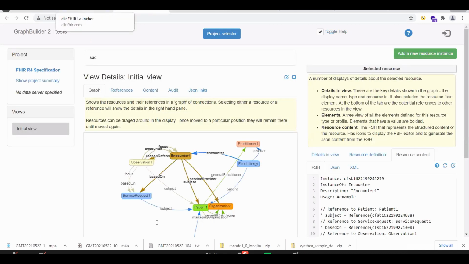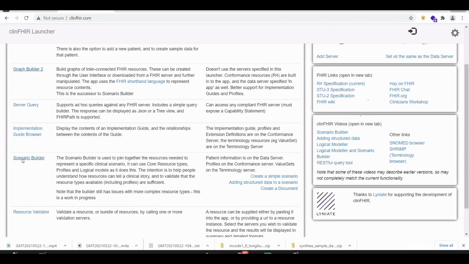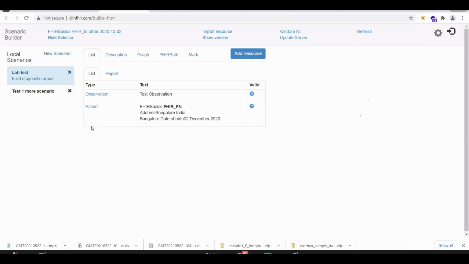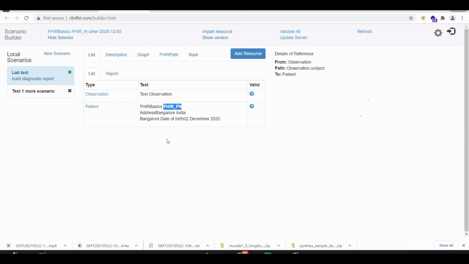And then the last one, if you want to try, is the scenario builder. What you can do here is build a scenario, just like we were talking about with the graph builder. This is a scenario builder. And remember, we created this patient last time, right? FHIR FN. I was trying to create a lab test for a diagnostic report and create a scenario. Here I just wanted to see how the graph looks. Since I had only 2 resources, the graph looks like this. But if we start adding more resources, it will start looking different.